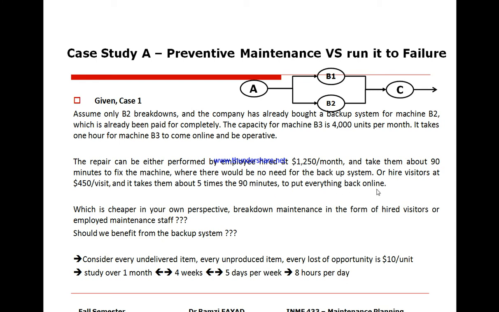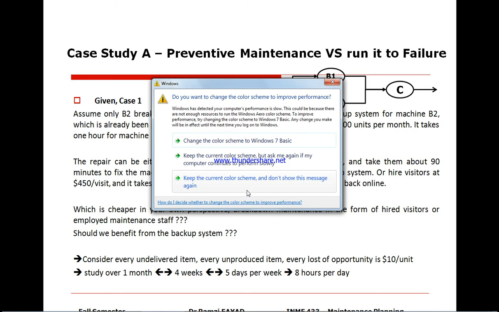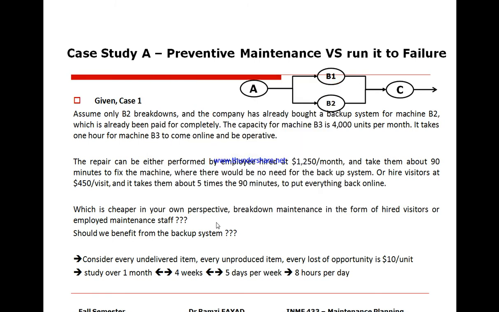put everything back online. In your own perspective, which is cheaper: breakdown maintenance by hiring, or breakdown maintenance by inviting visitors, or a contract with a maintenance company to do the repairing? And should we benefit from the backup system, yes or no? In this case, we have 4 scenarios. They are as follows. On one hand, either we hire a maintenance team in the company.